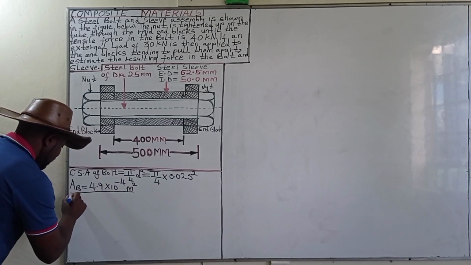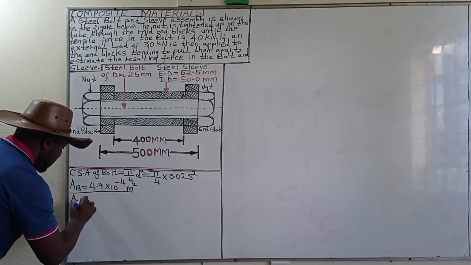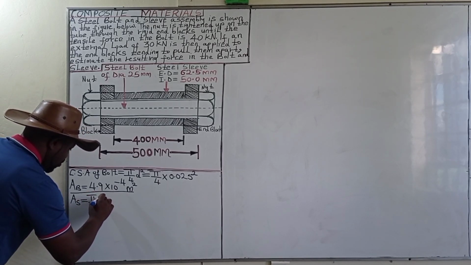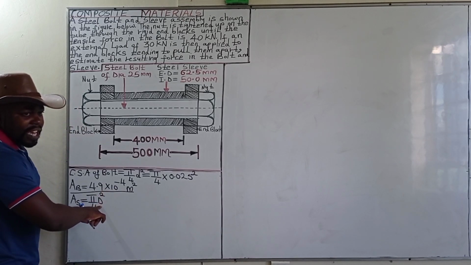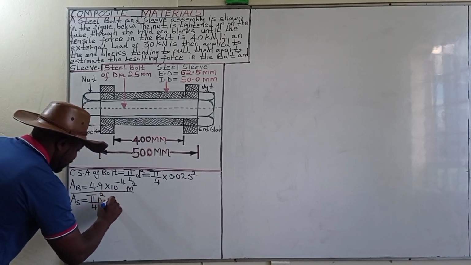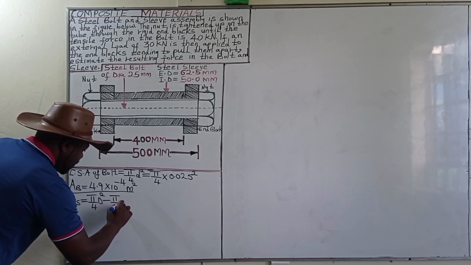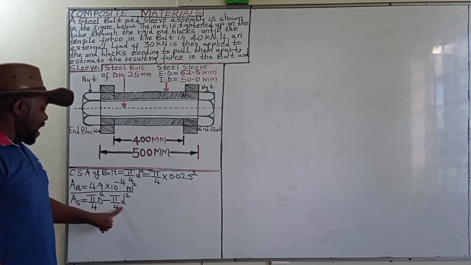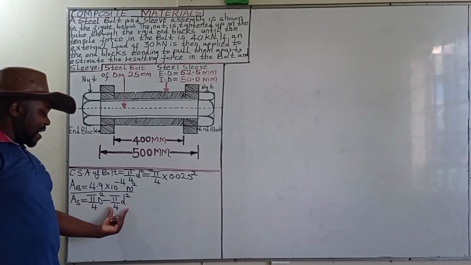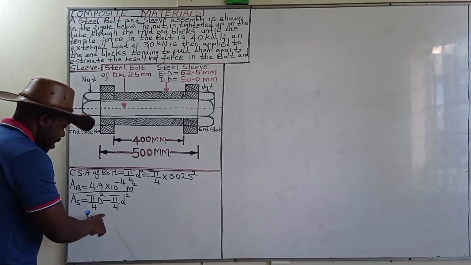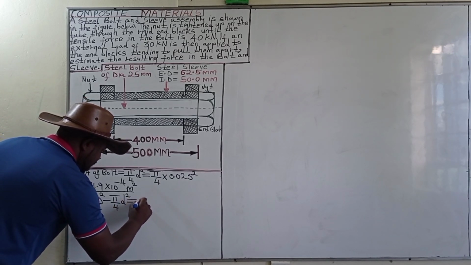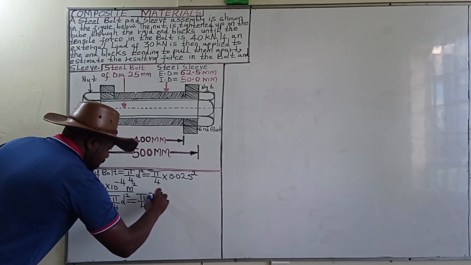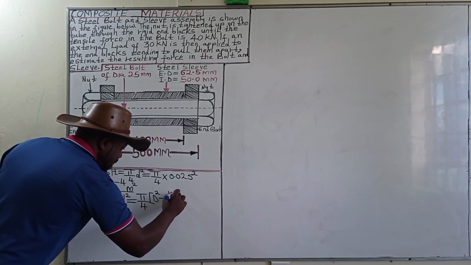From there, we determine the cross-sectional area of the steel sleeve. In this case, it will be given by pi over 4 d squared, that is the square of the external diameter, minus pi over 4 d squared, that is the internal diameter. So the external area minus the internal area. We can factor out pi over 4, and when we do so, we have pi over 4 into d squared minus d squared.